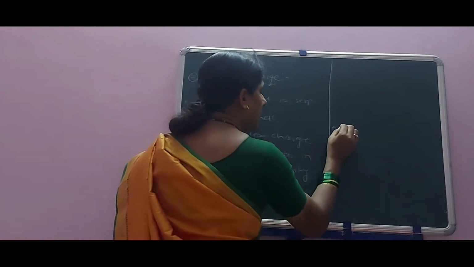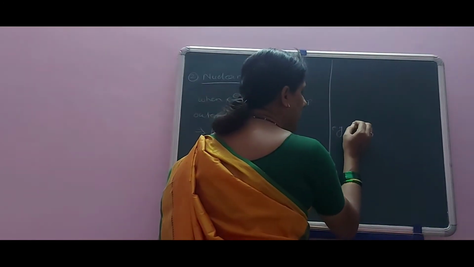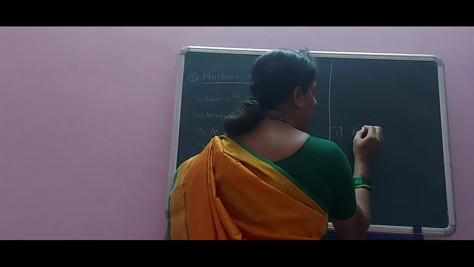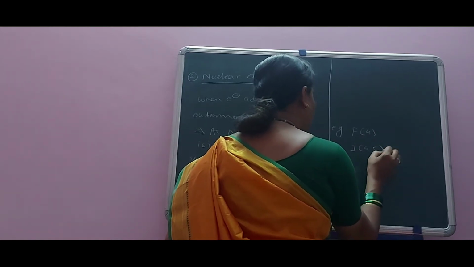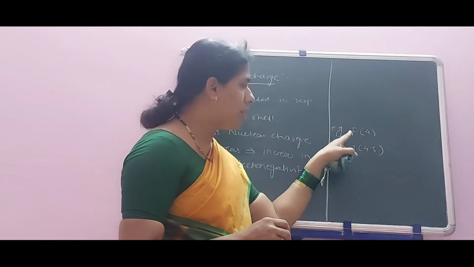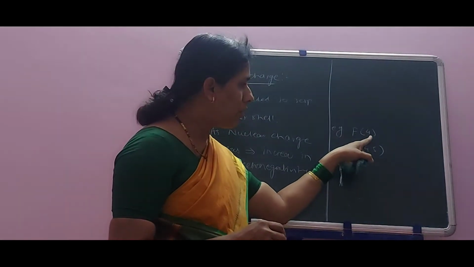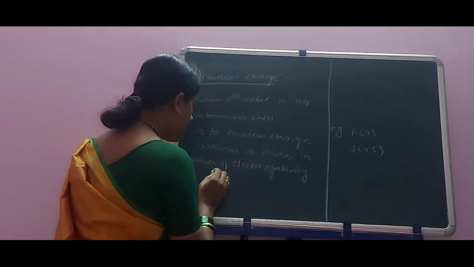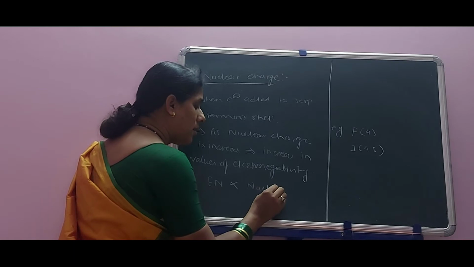For example, due to electron addition, in the case of the halogens, we have considered fluorine having electronegativity equal to 4 and that of iodine equal to 4.5. That is due to the size, which goes on decreasing from here. Therefore, the electronegativity value is 4 and that of iodine is 4.5. In other words, we can say that electronegativity is directly proportional to nuclear charge.